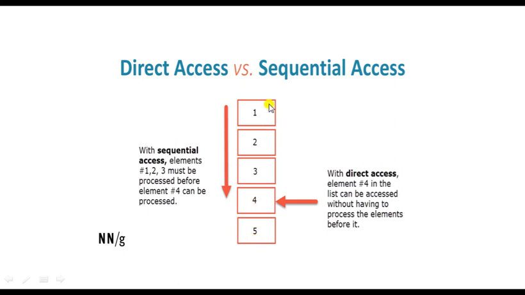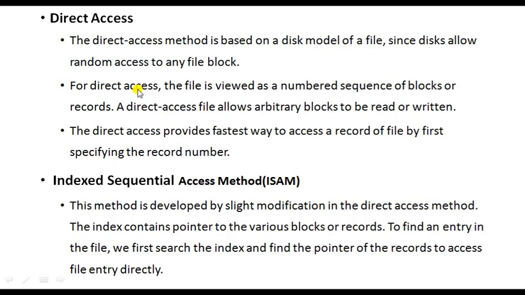Suppose these are the blocks available in your hard disk. In sequential access, if you want to go to the fourth block, you start from the first block, second, third, and then fourth block. That is sequential access. But with direct access, you directly go to the fourth block instead of going to first, second, third. Then how can you go to the fourth block directly? See, for direct access, the file is viewed as a numbered sequence of blocks or records.